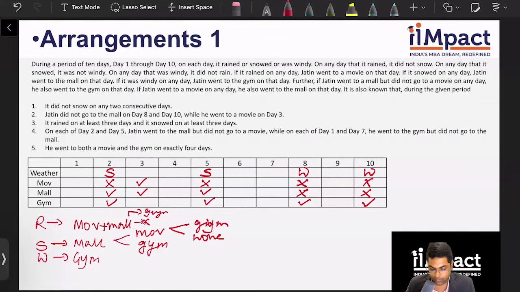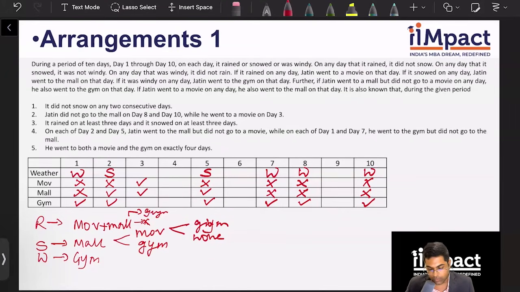All right. While on each of day 1 and day 7, he went to the gym. Day 1 went to the gym. Day 7 went to the gym. But did not go to the mall. Okay. So day 1 and day 7 went to the gym. Did not go to the mall. If no mall, then no movie as well. That means again day 1 and day 7 are windy. Very simple.